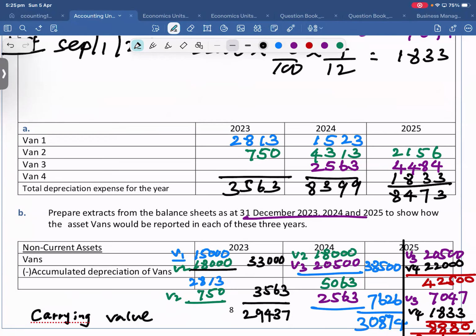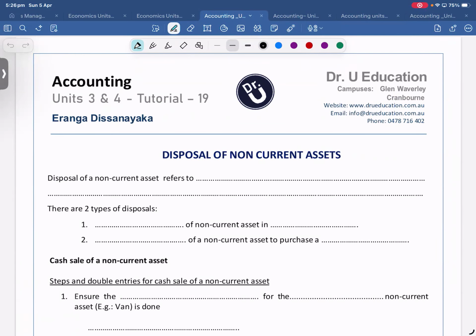So the first thing is we are going to sell it for cash. We sell the non-current asset for cash, which is quite straightforward. The second thing is we trade it in. What do you mean by trading?